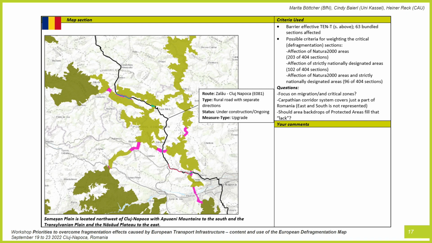We zoom here into an area north of us. This is a map section located northwest of Cluj, with the Apuseni Mountains in the south and the Transylvanian Plain and the Nadjaut Plateau in the east. Here is a planned upgrade of the TEN-T network. This street is a rural road with separate directions. It's under construction, and they are actually building it.